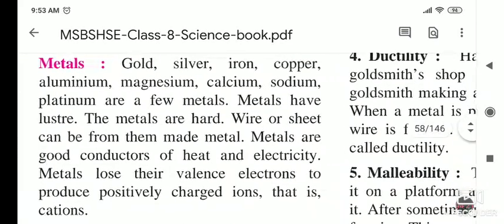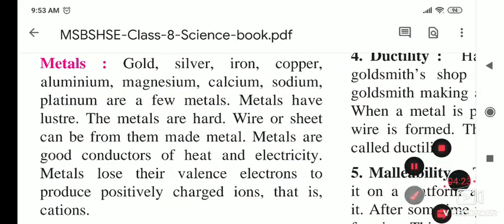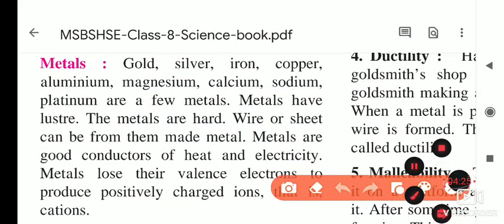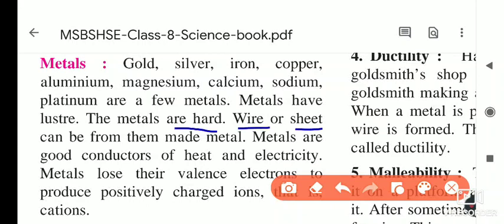You just take any metal from your home. You take any iron article. If you take the tawa, I told you, the pan, if you say it is made up of iron, it is very hard. Wire and sheets can be made from metals, and the reason behind it is that they are hard. Metals are good conductors of heat and electricity.